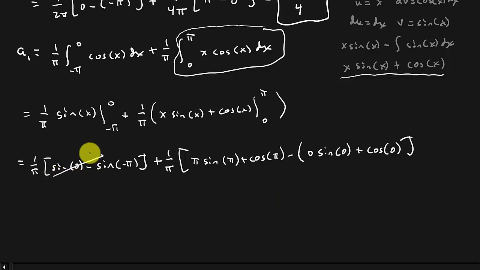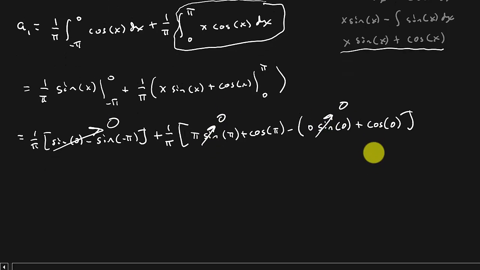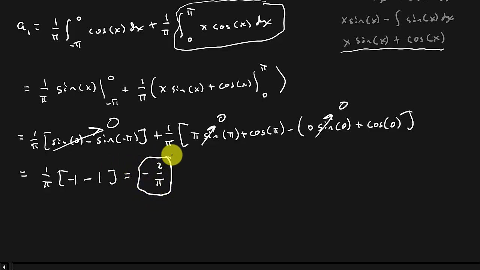All right, but notice that whole term there goes to 0. And look at this. This term here goes to 0, and this term here goes to 0. So what are we left with? We're left with 1 over pi times the cosine of pi is negative 1 minus the cosine of 0 is 1. And so we're left with negative 2 over pi. And that's A1. Okay, there's A1.